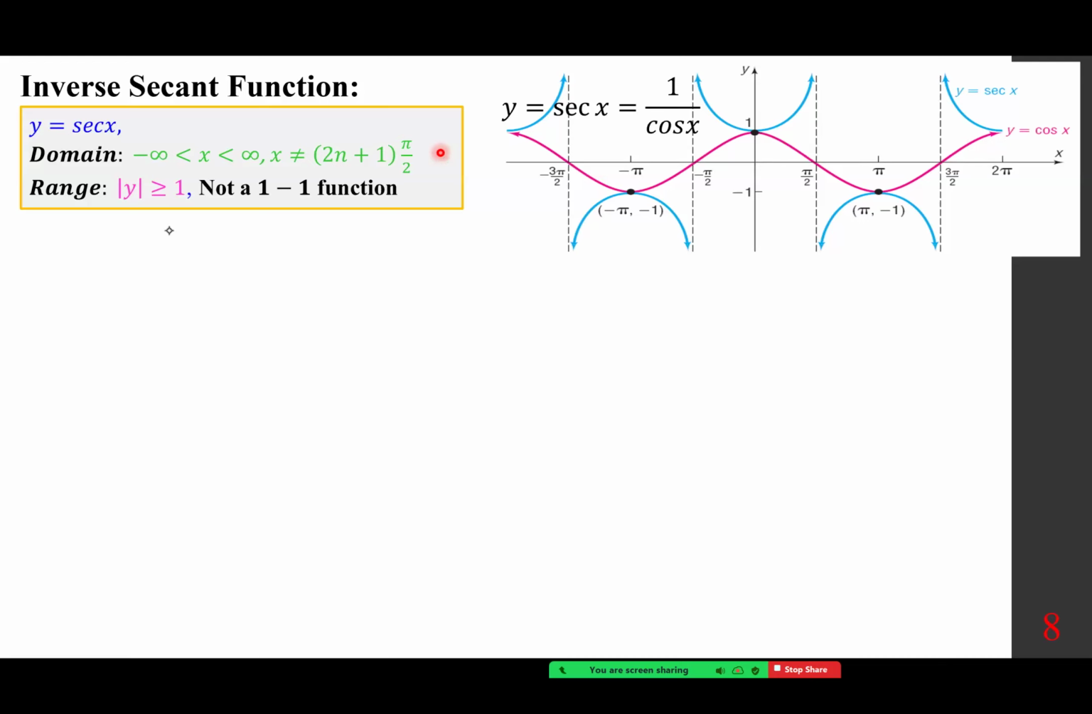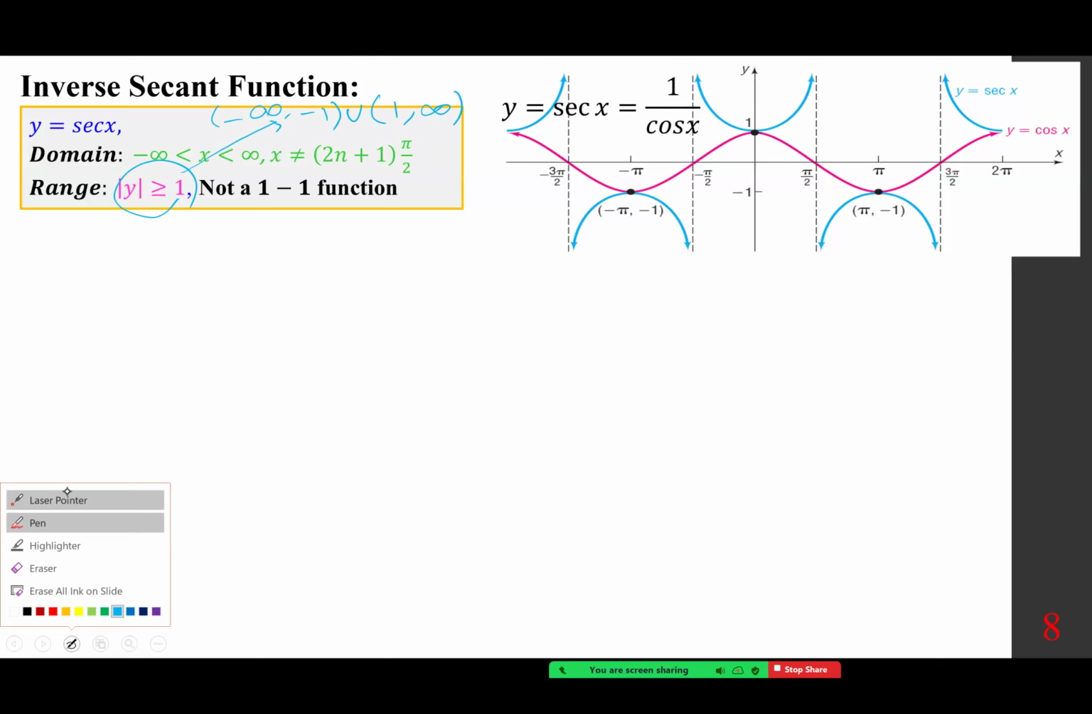Range, all real numbers except numbers between -1 and 1, and that's how we write it, which means, let me write in this format, minus infinity to -1 union 1 to infinity. That's the meaning of it, okay? That means all real numbers except anything between -1 and 1. But -1 and 1 themselves are included.